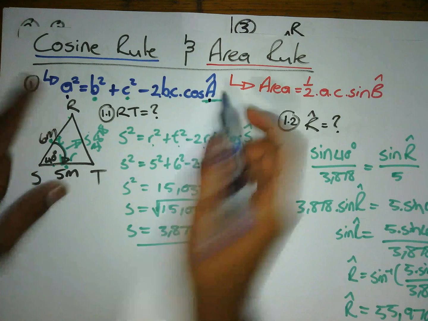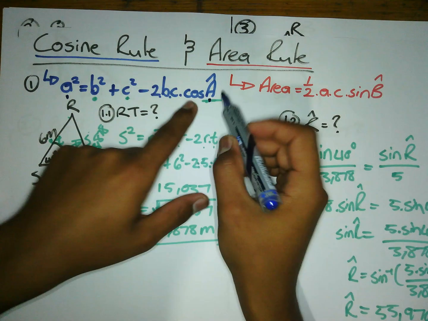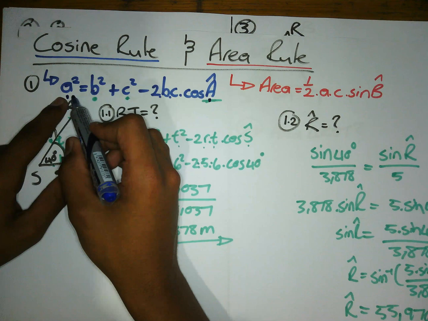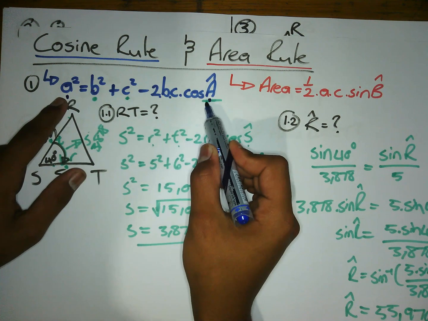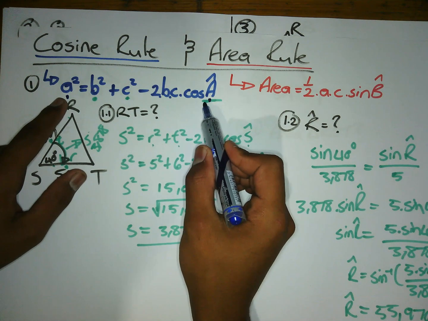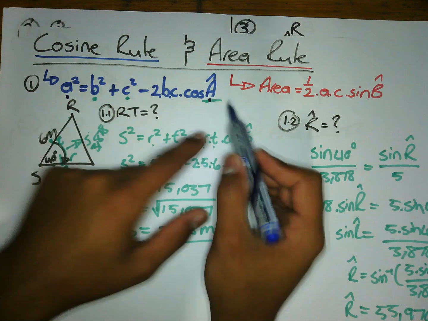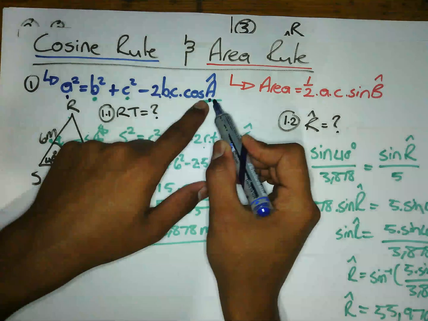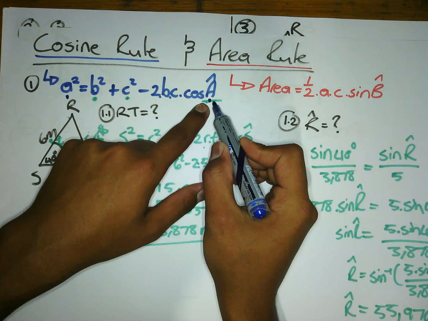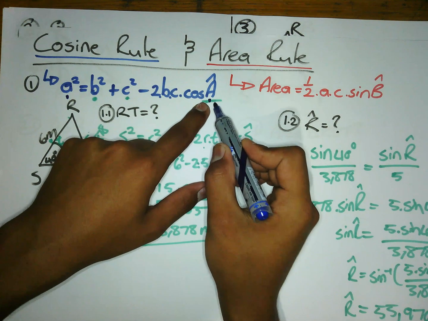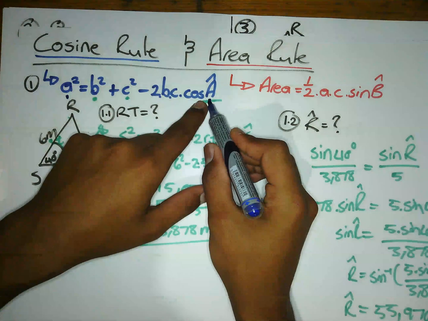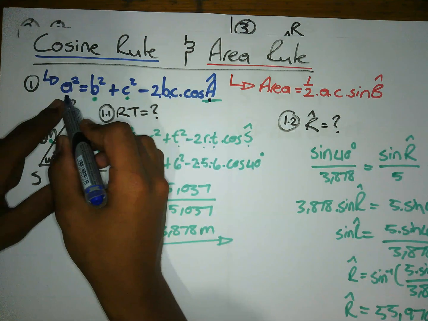So the side you start with is the angle you end with. So they go together, right? If you're looking for angle A, you must start with side A, so you can manipulate to get your angle A alone. If you're looking for angle C, you must start with C squared. Then you end with cos C, the cos of angle C. The same with B. If you're looking for angle B, you must start with B squared.